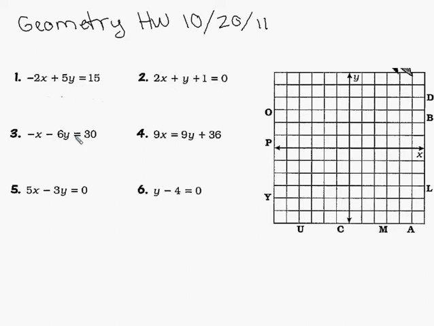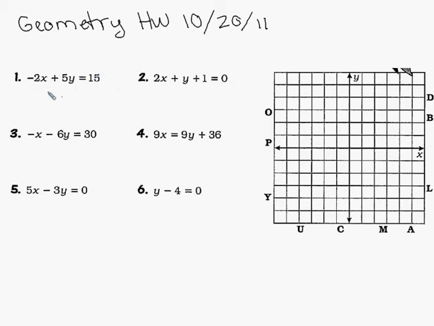All right, remember that there are two different ways to graph lines. One way is to rewrite in slope-intercept form, and one way is to use a table, a 0-0 table. If equations are written in standard form, then a lot of times it's pretty easy to use a 0-0 table.